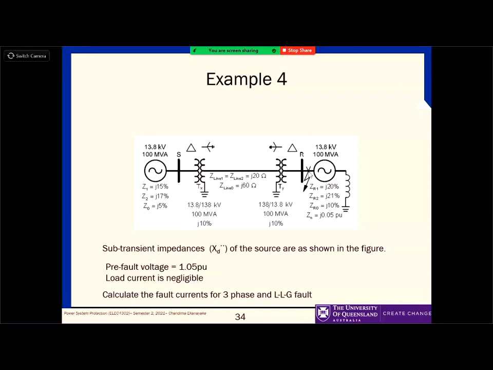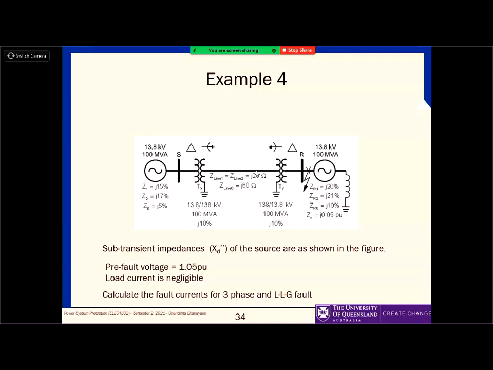Fault is in the delta side. Is there any fault current or zero sequence current coming through all the way from here to here? Can it happen? Zero. No. Why? This delta will block it. There is no zero sequence current flow between this transformer and this fault location. Why? The transformer is delta.